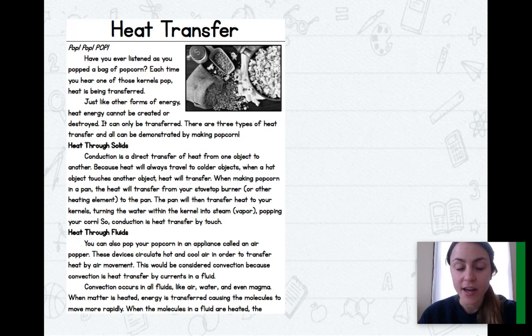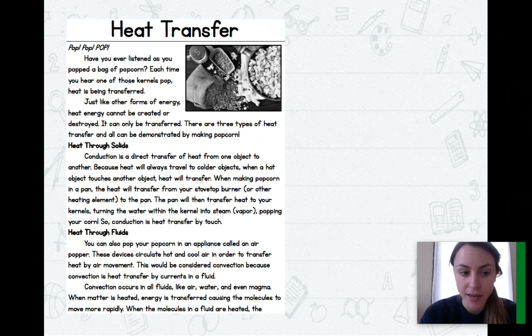So again, we have that same article. We're going to read through it, and with those text features that we've already labeled, we're going to see how they contribute to our overall understanding. So that heading is heat transfer. Pop, pop, pop. Have you ever listened as you popped a bag of popcorn? Each time you hear one of those kernels pop, heat is being transferred. Just like other forms of energy, heat energy cannot be created or destroyed. It can only be transferred. There are 3 types of heat transfer, and all can be demonstrated by making popcorn.